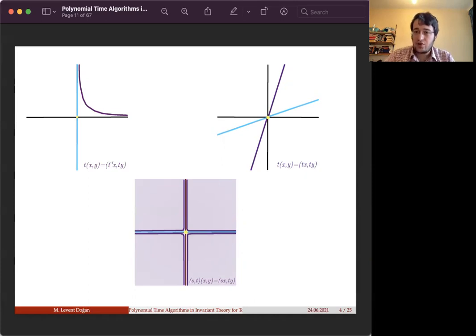S is multiplied with the first coordinate and t is multiplied with the second coordinate. And there are four orbits. One orbit consists of vectors having non-zero coordinates, the shaded region. And then there are the x and y axes, excluding 0, and then there is 0.